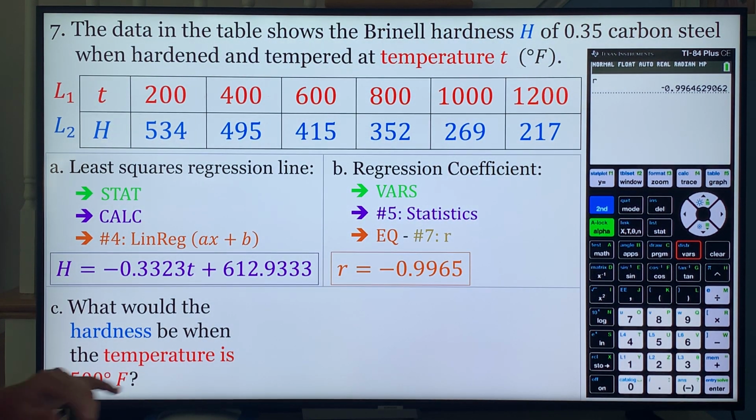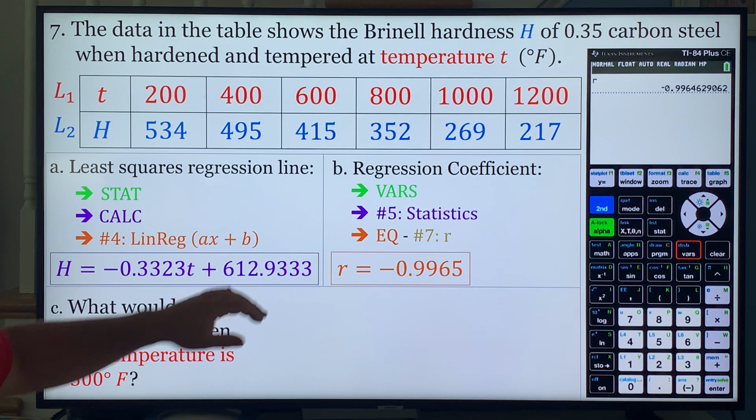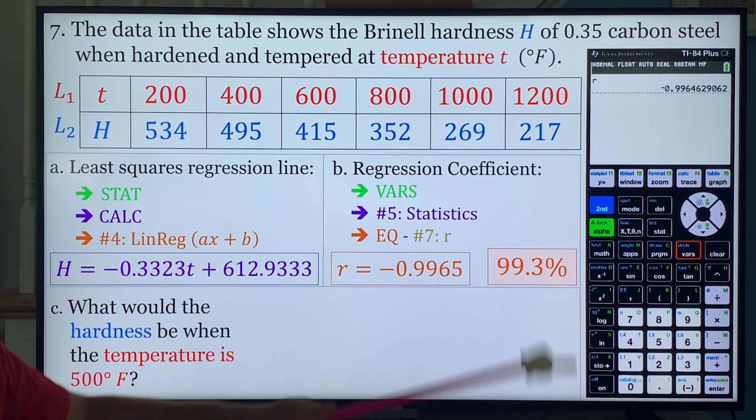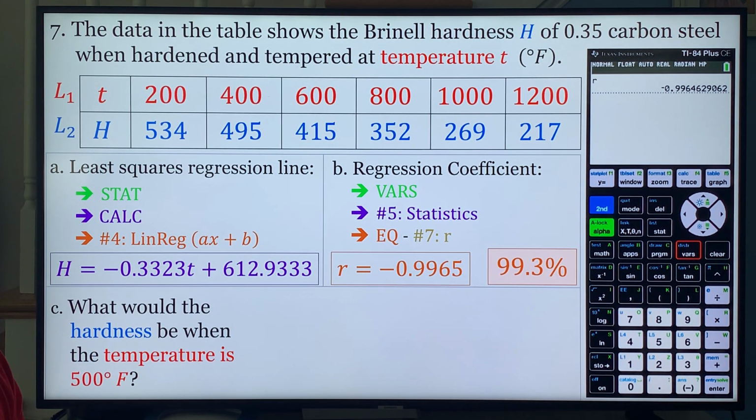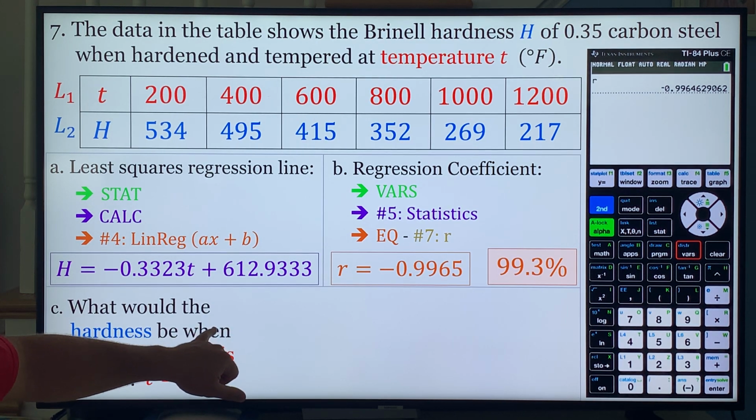So what would the hardness be if the temperature is 500? You guys should be able to do this, just as you did before. You use this equation right here. Oh, sorry, 99.3%. So if you squared this, that's pretty strong. That means a lot of points are on the line. What do we got over here?